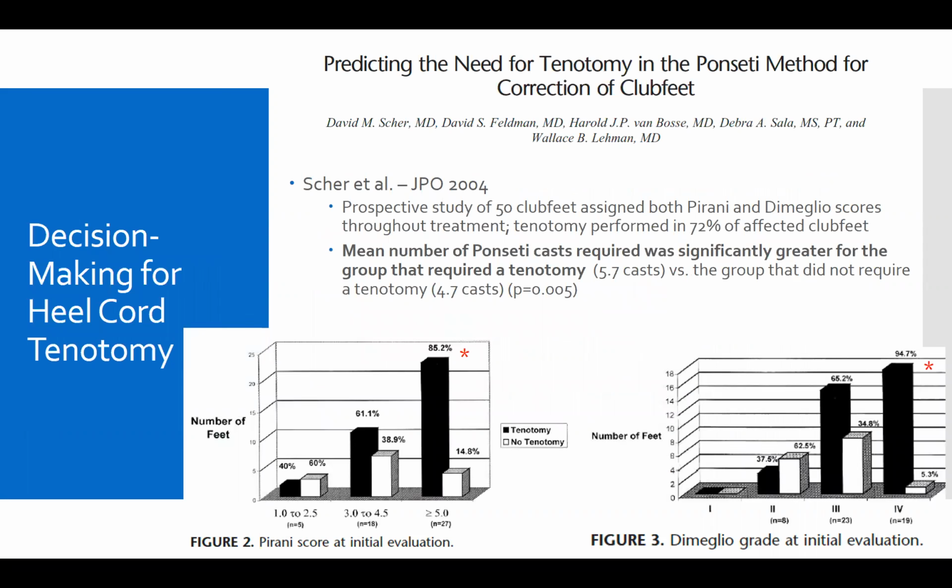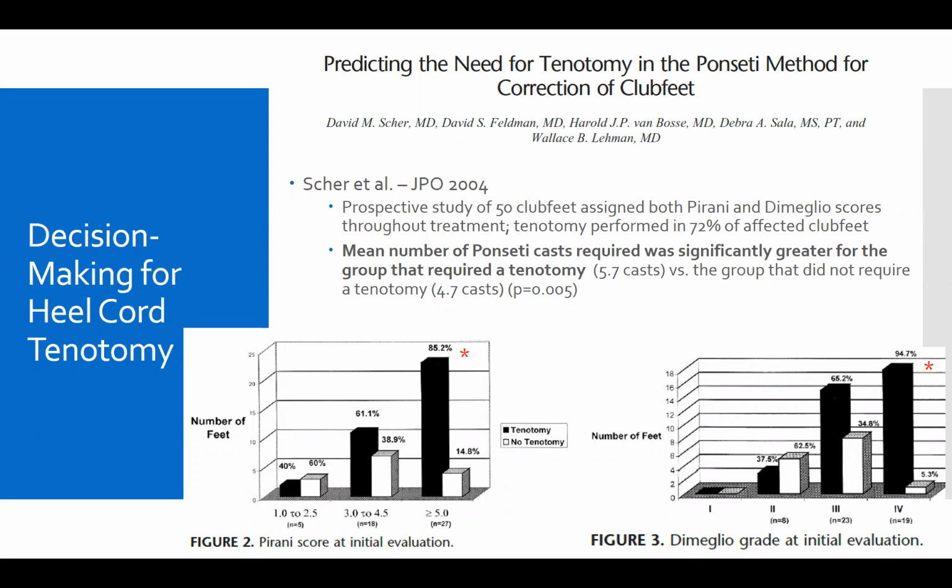So one of the earlier articles that I found by Dr. Scher's group that was published in 2004 in JPO actually looked at the need to predict the actual need for tenotomy at the initiation of Ponseti treatment for our children. And it was a prospective study of about 50 clubfeet and 35 patients who were assigned both the Pirani and Ignacio scores throughout their treatment. And tenotomy was actually performed in about 72% of these children, especially if they weren't able to dorsiflex their ankle to 15 degrees above neutral.